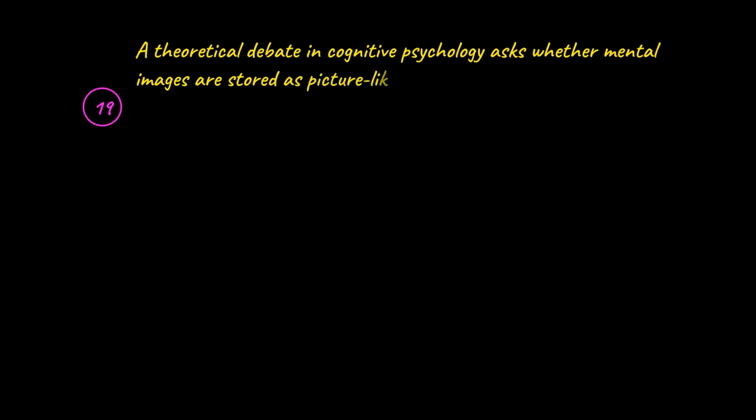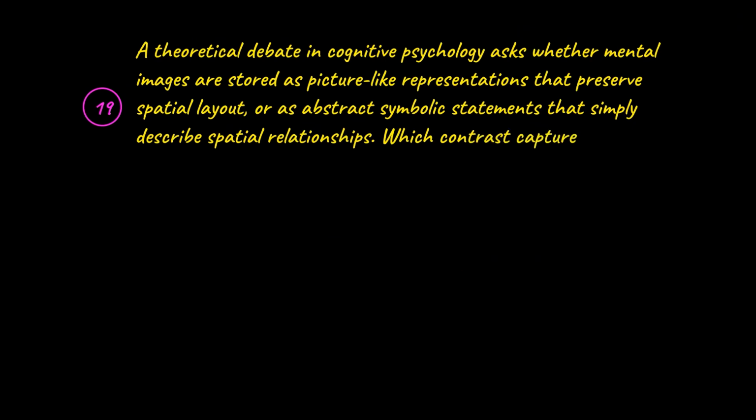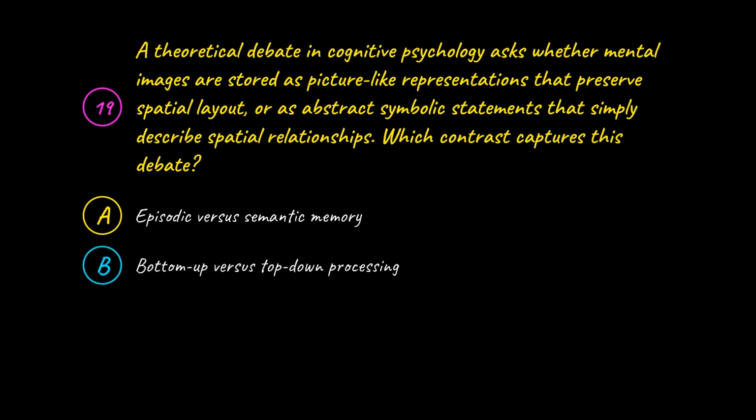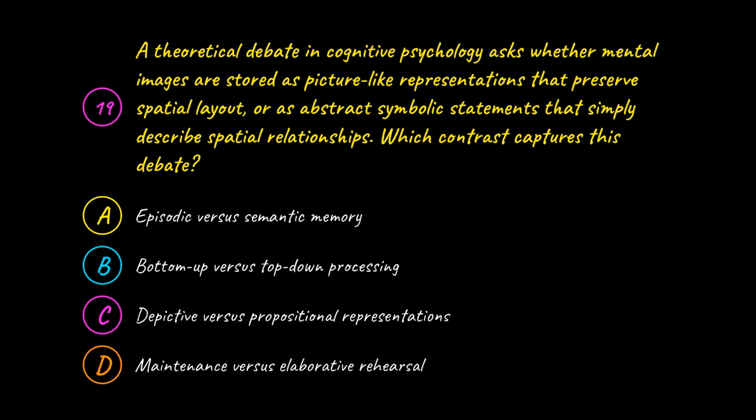Question 19. A theoretical debate in cognitive psychology asks whether mental images are stored as picture-like representations that preserve spatial layout, or as abstract symbolic statements that simply describe spatial relationships. Which contrast captures this debate? Your options are A. Episodic versus semantic memory, B. Bottom-up versus top-down processing, C. Depictive versus propositional representations, D. Maintenance versus elaborative rehearsal. Before I reveal it, which one do you think is right?